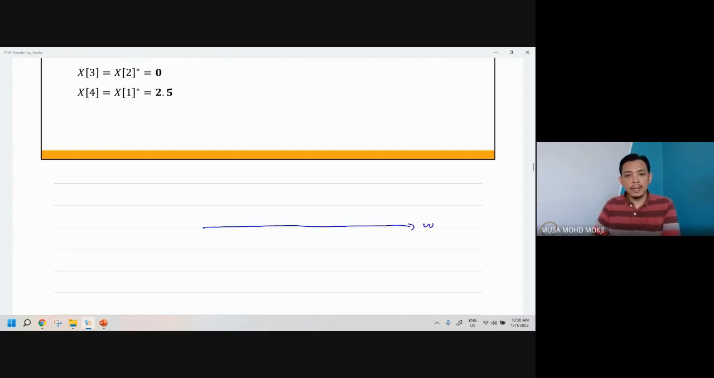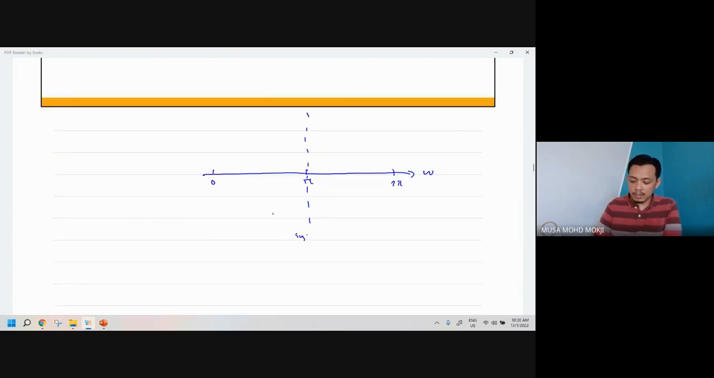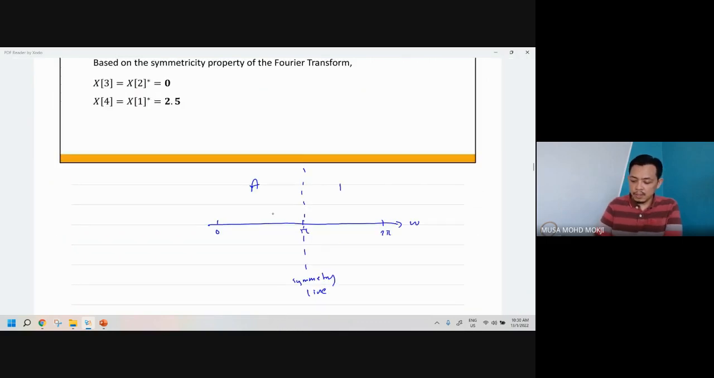Again, we are looking at omega first. This is 0, this one's supposed to be 2 pi, and this is pi. So this is actually the symmetry line. If this is A and this is B, we already know that whatever is in A, B is just a conjugate of A. So this side is just a conjugate of this one, and of course A is also just a conjugate of B.